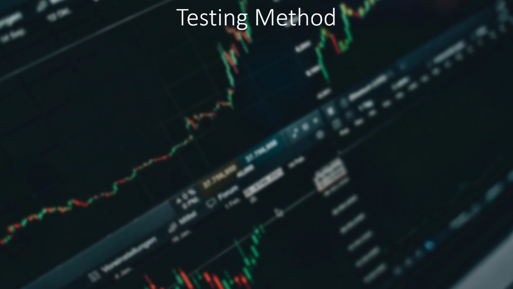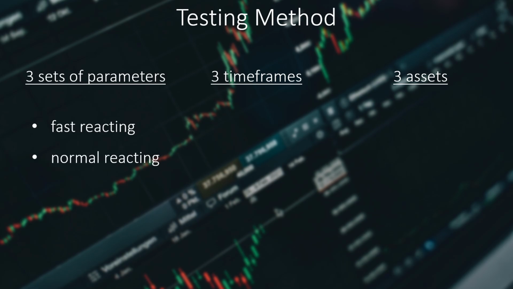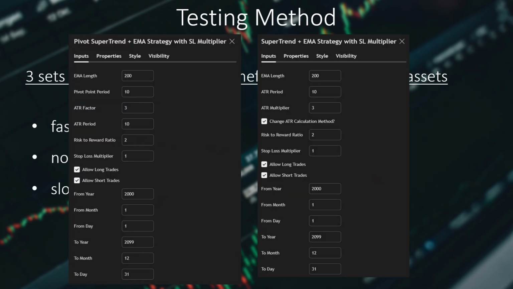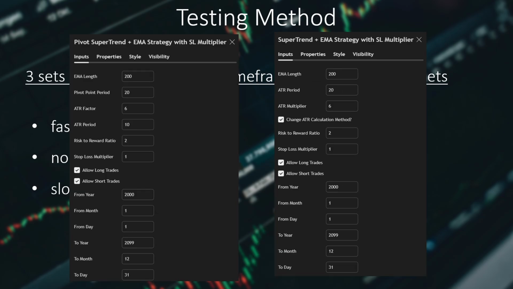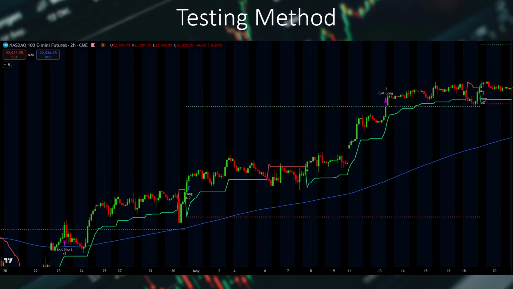I tested the two strategies with 3 sets of parameters on 3 timeframes and on 3 assets. Considering the parameter sets, I tested a fast reacting, a normal reacting, and a slow reacting setup. These are the fast reacting, these are the normal reacting, and these are the slow reacting setups if you want to copy them. Obviously, the fast reacting will give entry signals more frequently than the normal reacting, and the normal reacting will give more entry signals than the slow reacting.